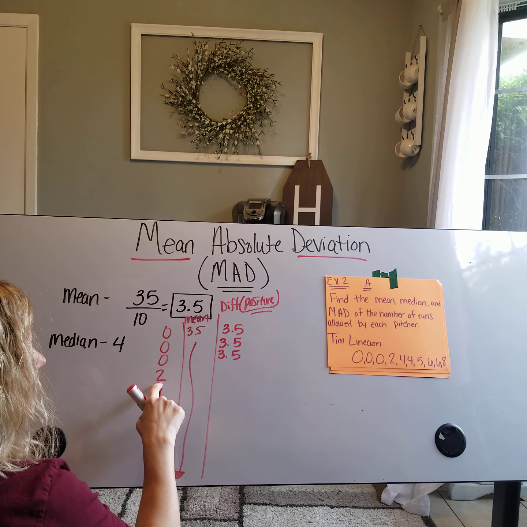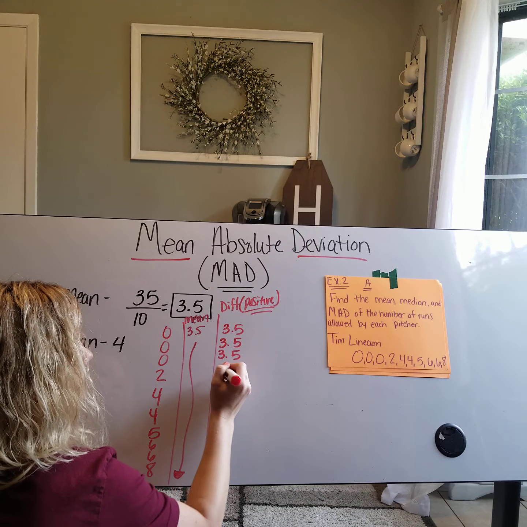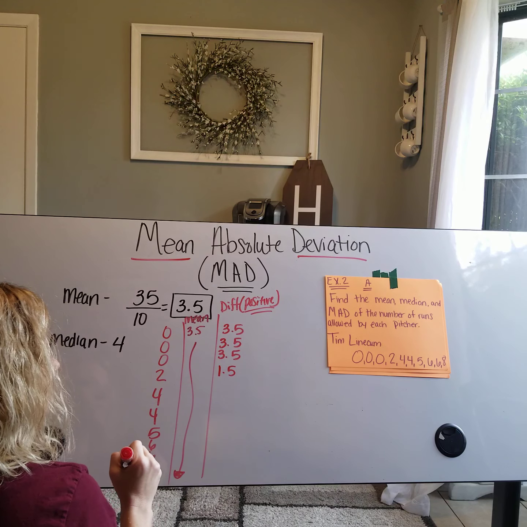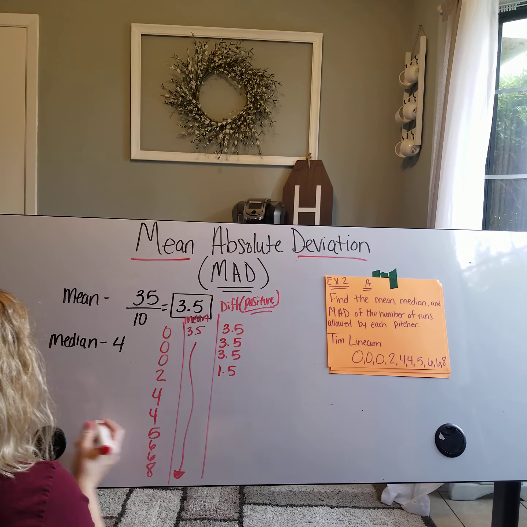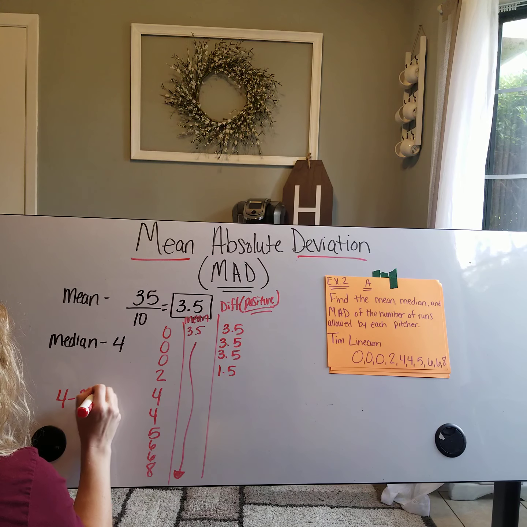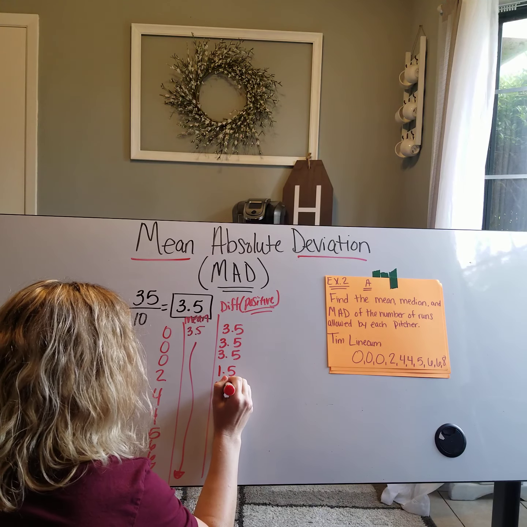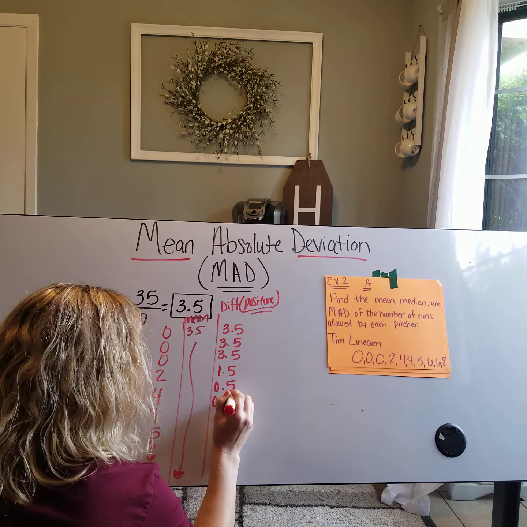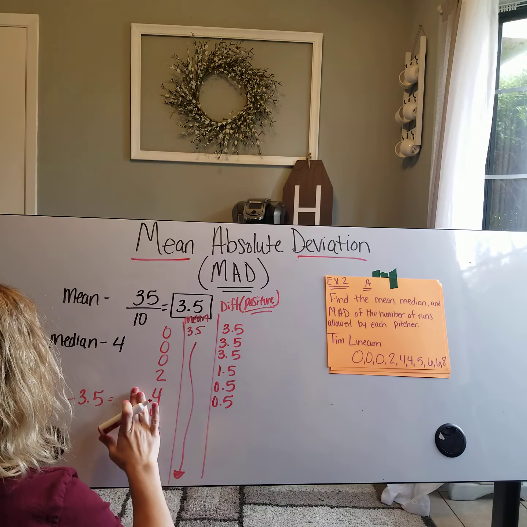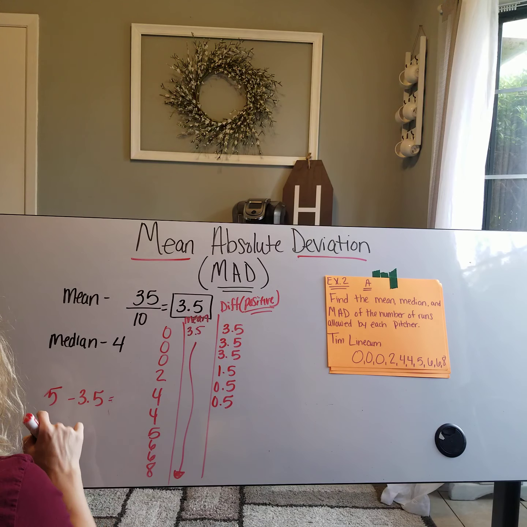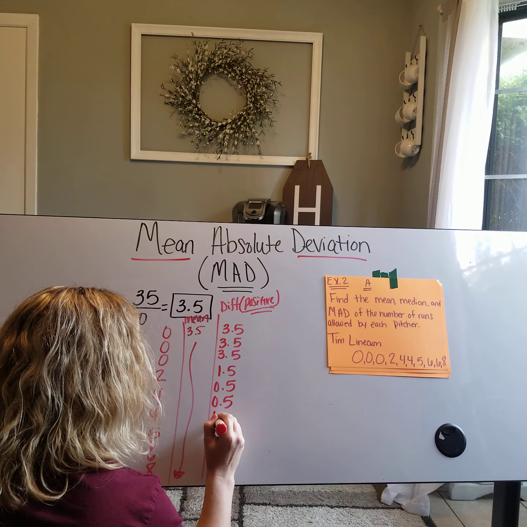Okay, so how far away is 2 from 3 5/10? Well, if you're adding, you would go over 1 5/10. Okay, how far away is 4 from 3 5/10? And you can go 4 minus 3 5/10, and you should get just 5/10. And you've got 2 of those. And then how far away is 5? Well, we switch this to a 5. 5 minus 3 5/10 is going to be 1 5/10. We've only got 1 of those.